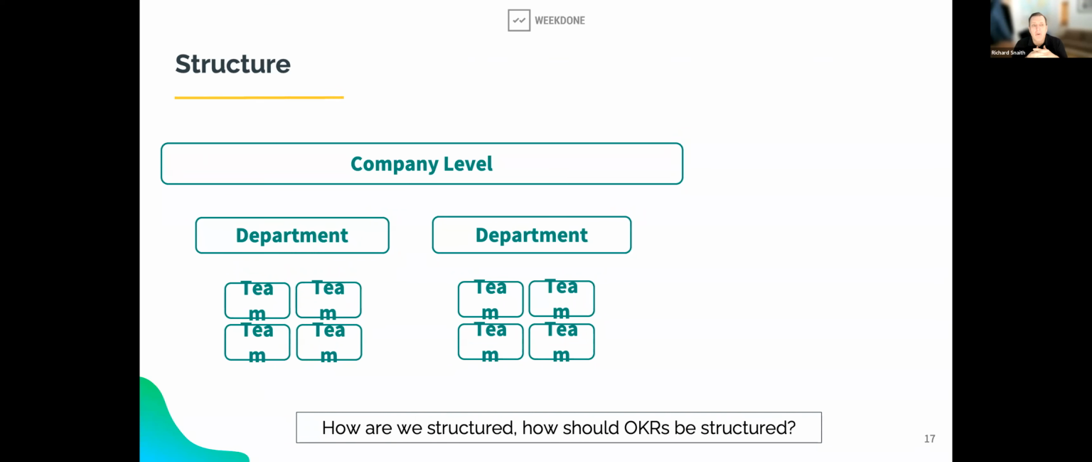So basically, we've got a structure. We've got a company level, departments, teams. And that could be our structure. So the teams are subsets of the departments. And where should OKRs live? Well, it probably depends whether we have those levels, how complex we are.